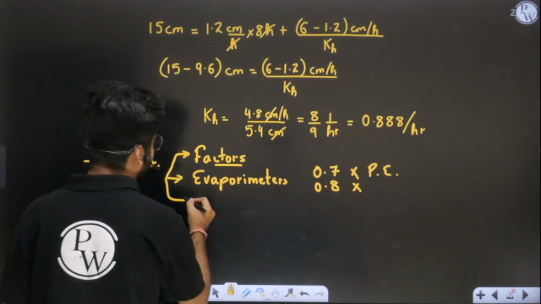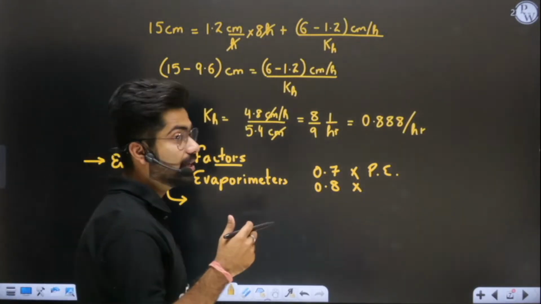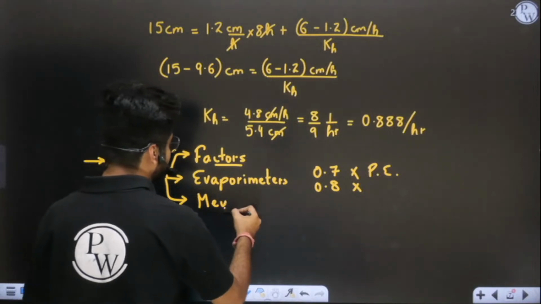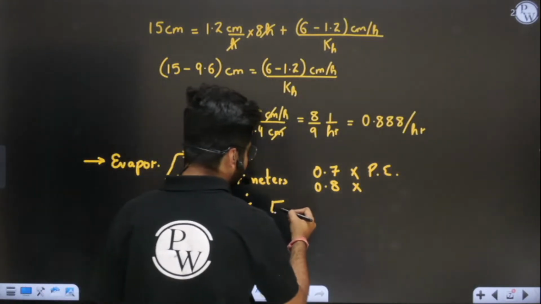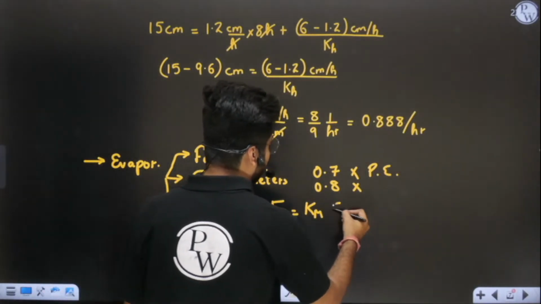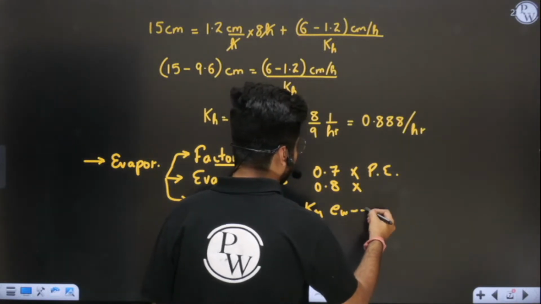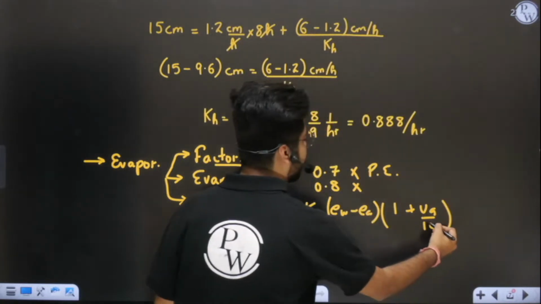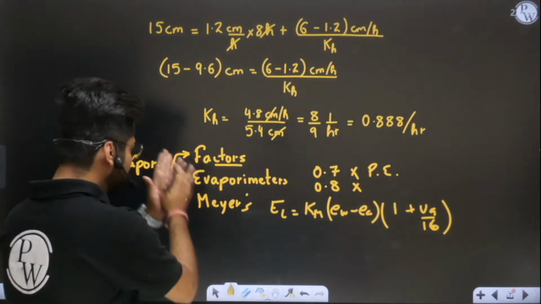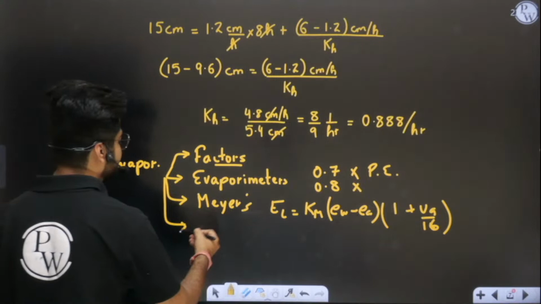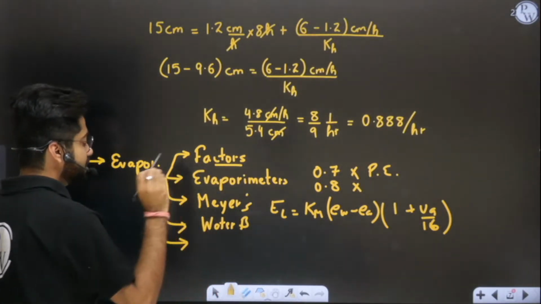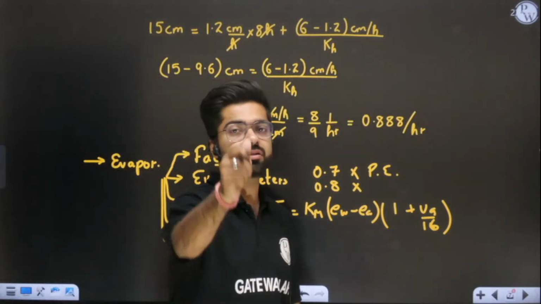After the evaporimeter, we discussed the empirical equation, which is Meyer's formula. Meyer's formula was: lake evaporation is equal to Km (EW minus EA) times (1 plus U9 upon 16). After Meyer's formula, I told you the analytical methods, including the water budget. And at last, we discussed how to reduce evaporation.